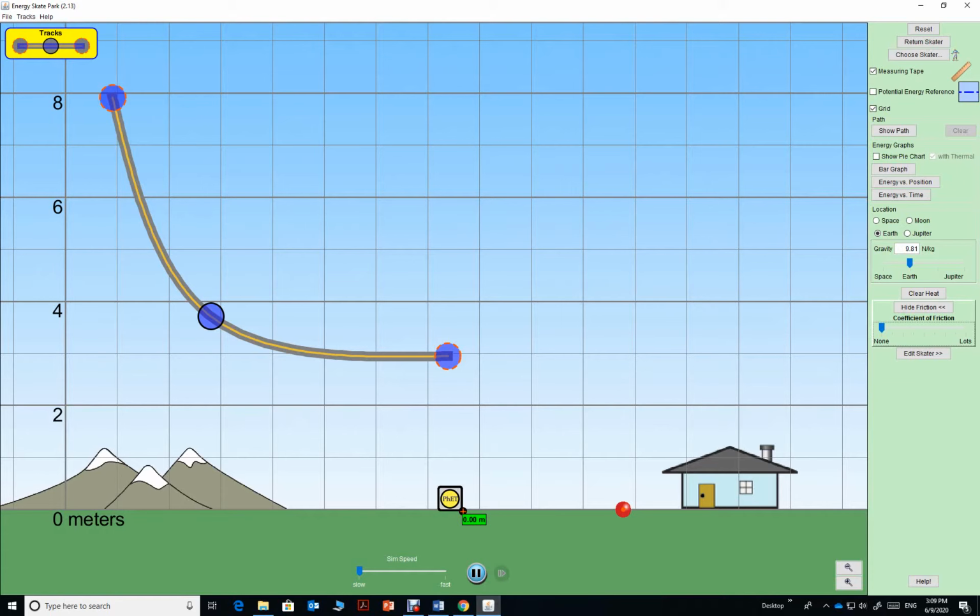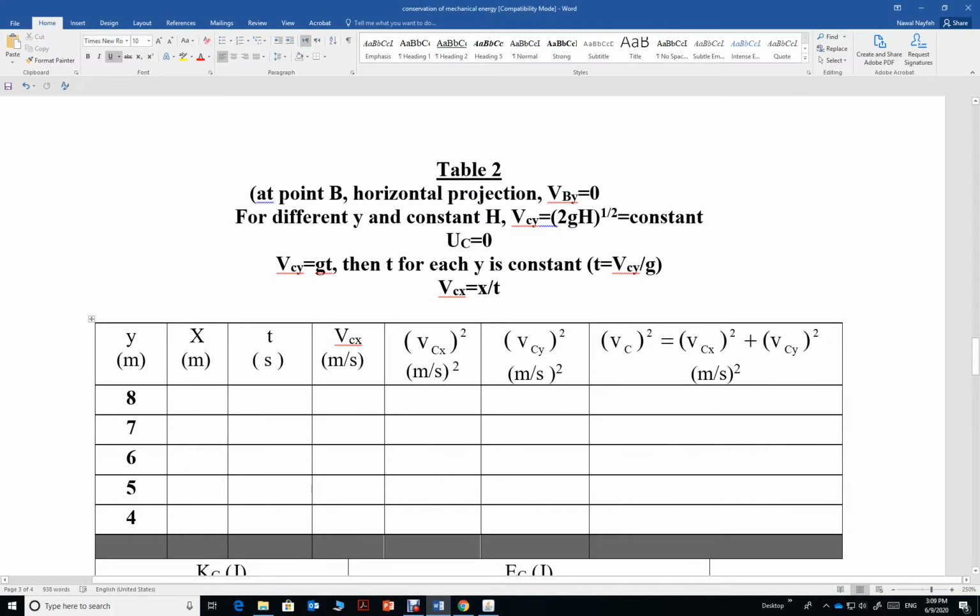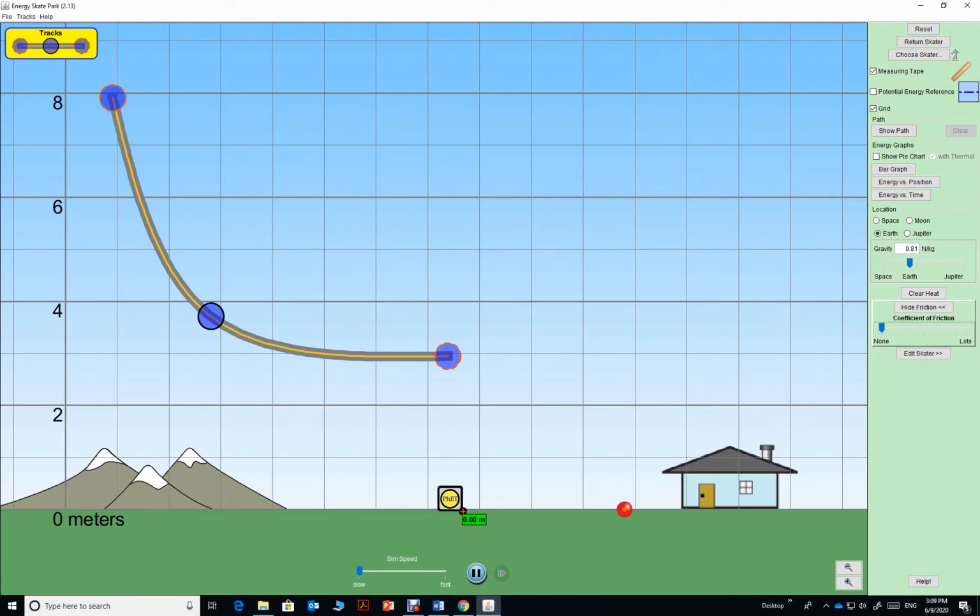I'll go back to this one. Now y equals 8. This is the first reading in this table. Y equals 8, I'll just measure x. So I release my object from height 8 first. Release the object. Now its velocity is 0. I release it. And oh no, this is wrong.